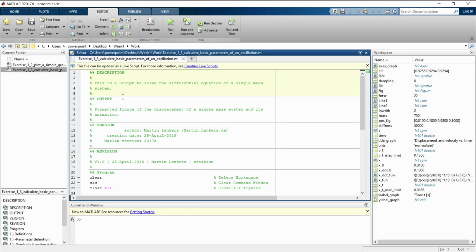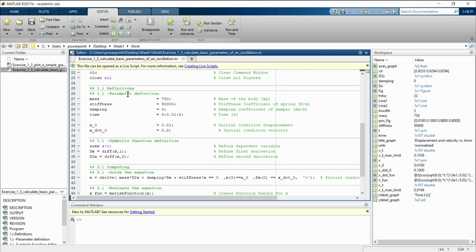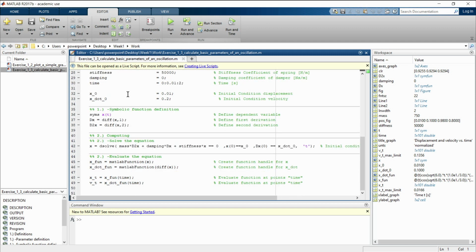Here you see again the script from the previous two exercises. We defined all the parameters and we calculated the differential equation, and the results are the displacement and the velocity. And now we want to calculate the amplitude of that displacement. Therefore we define a new section which is called calculate amplitude.